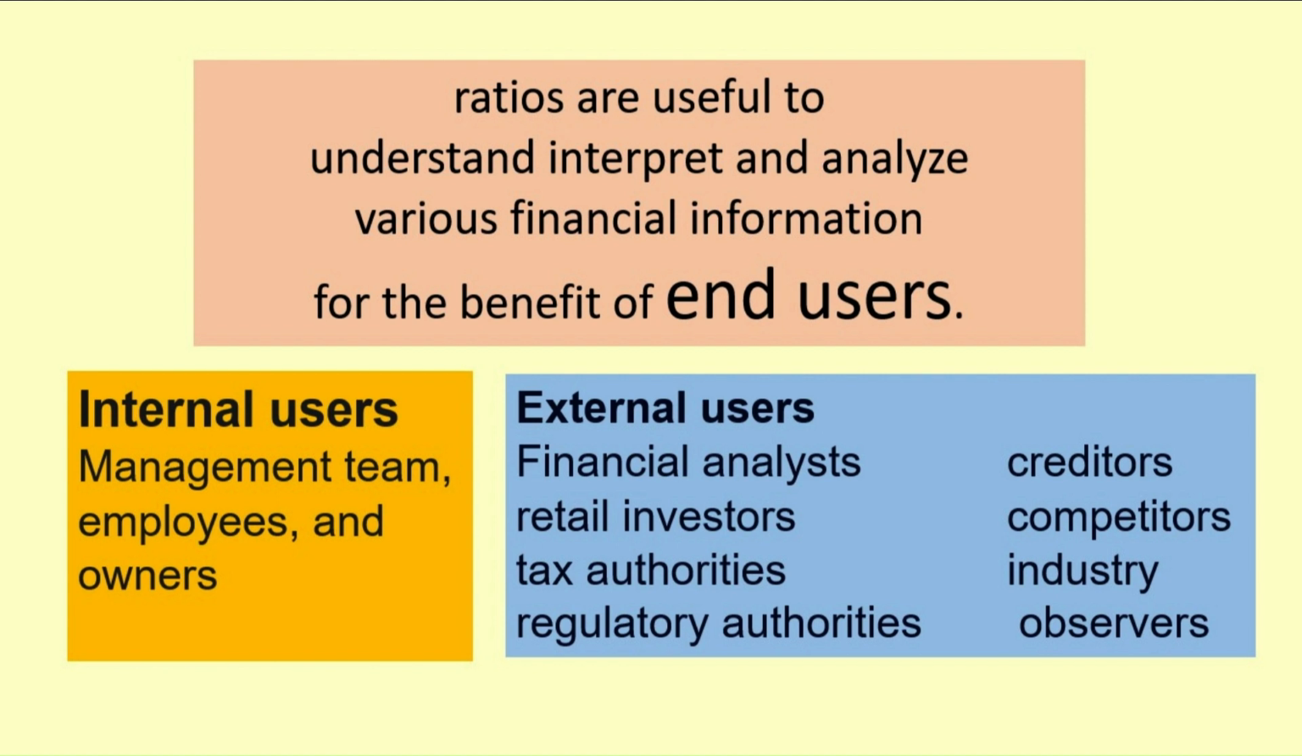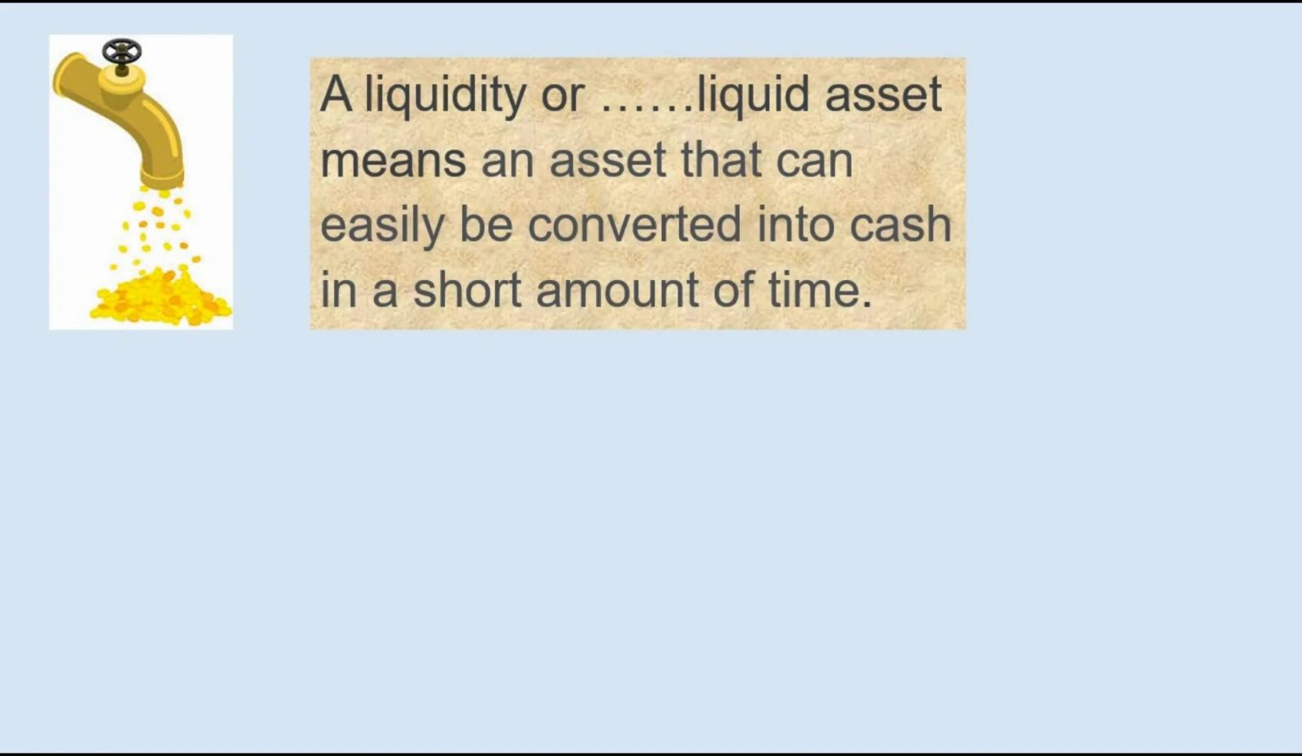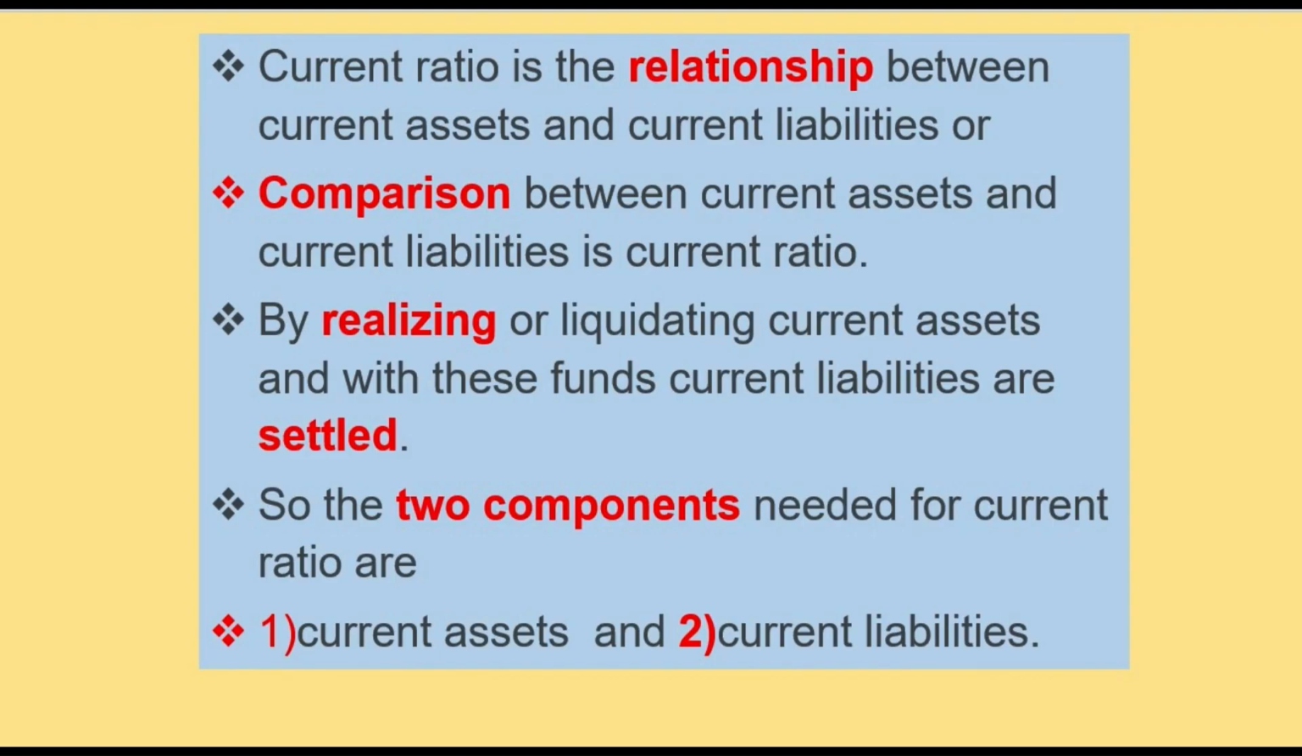Accounting ratios are classified broadly into 4 categories: liquidity ratio, efficiency ratio, profitability ratio, and investment ratio. Current ratio will come under liquidity ratio. A liquid asset means an asset that can easily be converted into cash in a short amount of time. Therefore, the current ratio is the relationship between current assets and current liabilities, or comparison between current assets and current liabilities.